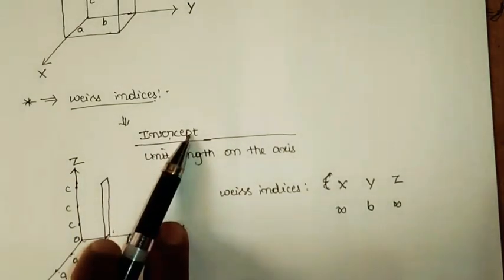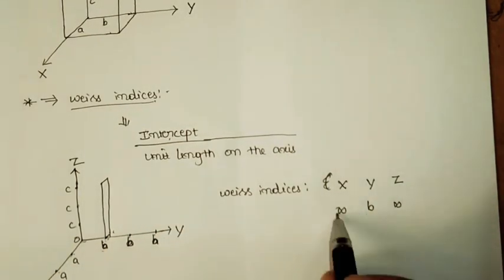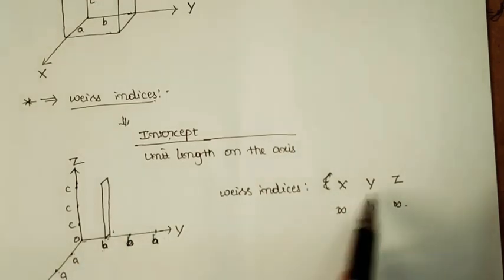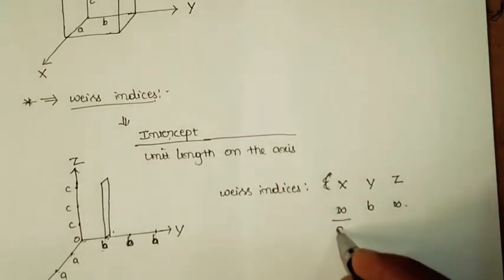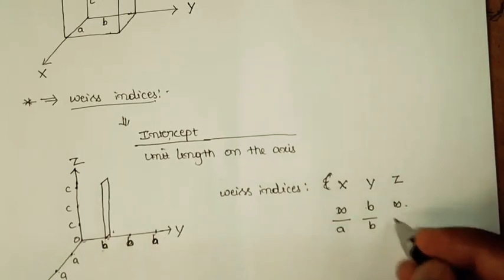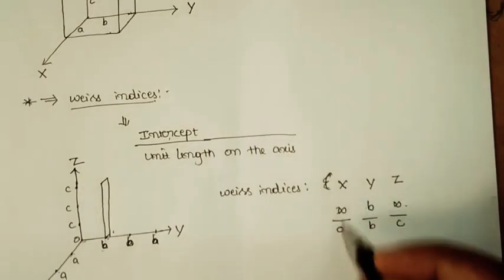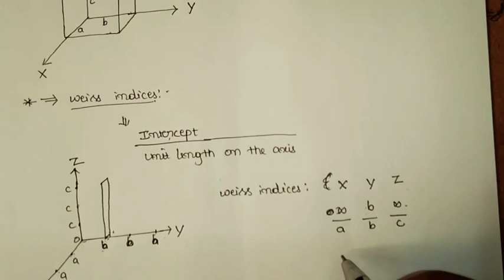And here we said in order to get the Weiss indices, we have to divide the intercept made by that plane by the unit length on the axis, right? So here these are the intercepts made by this plane along the x, y and z axis. The unit length along the x axis is a, along the y axis is b, and along the z axis is c. So infinity by a, you will once again get infinity. b by b, you will get 1.